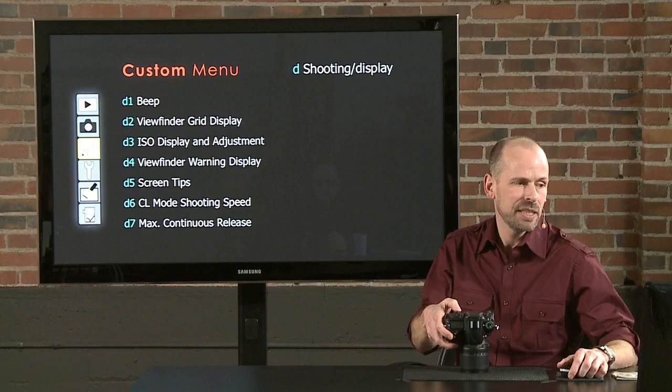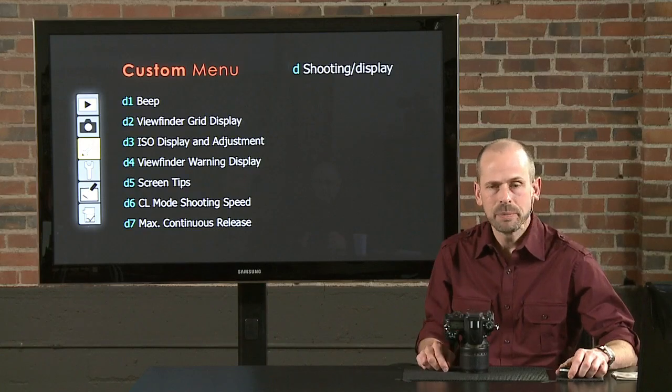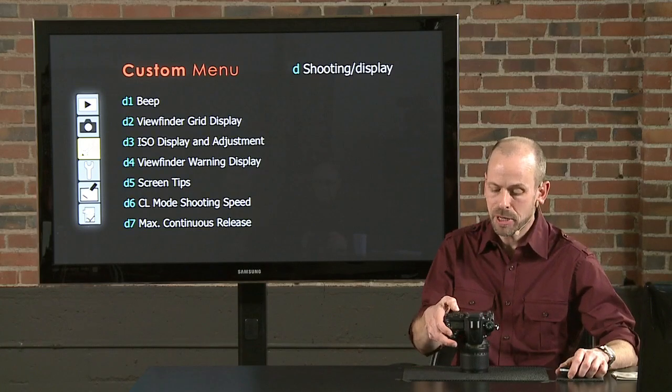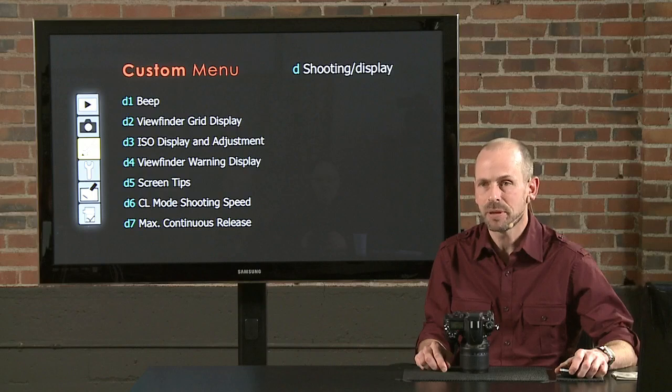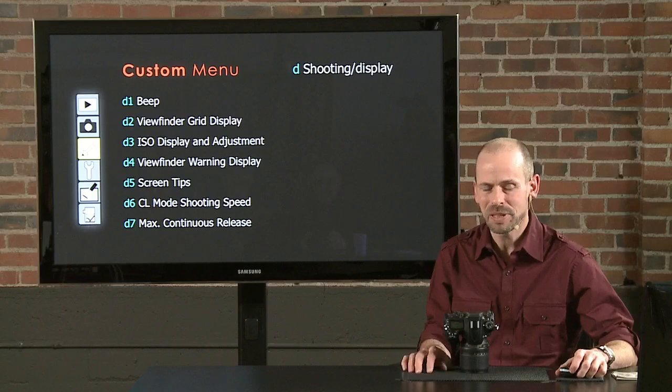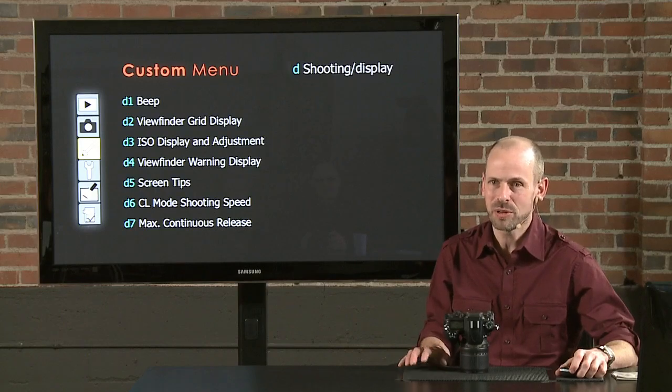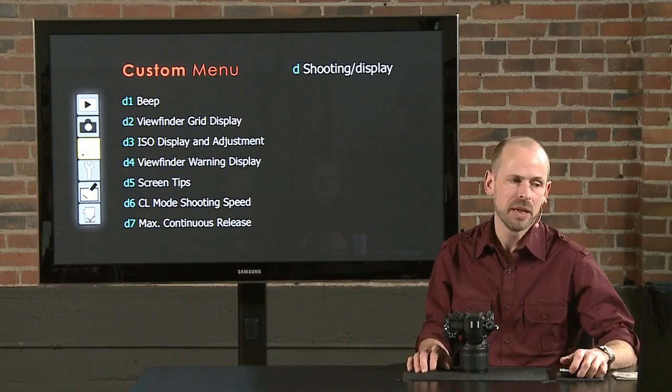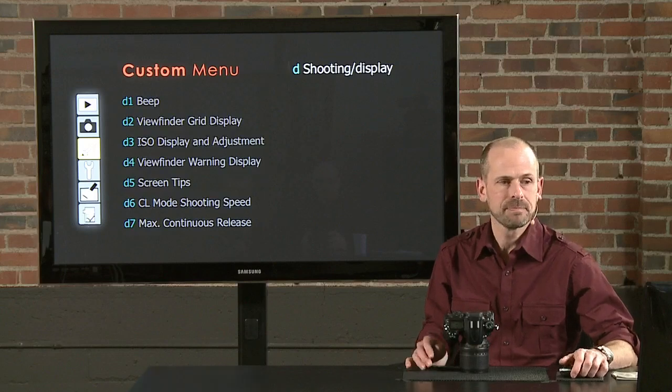The max continuous release: how many images do you want the camera to be able to shoot in one release of the camera? For most people, it's not a big deal with memory cards. You can just keep shooting away. But for some people, maybe they want to put a little bit more of a restriction. They only want to shoot 2 or 3 pictures at a time. You can set that in here.